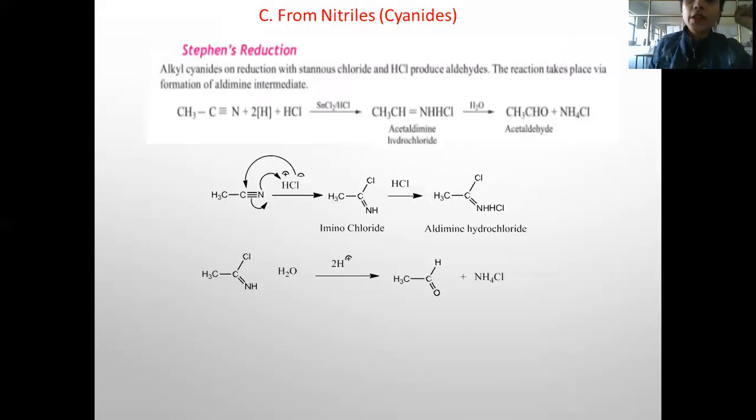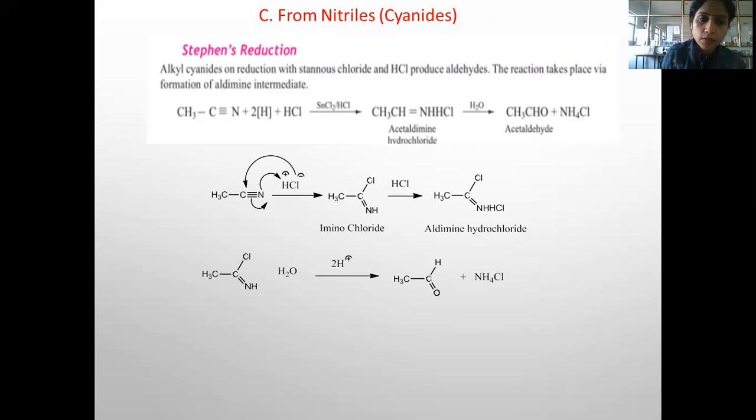Then the third one is from nitrile. Nitrile means cyanide, and the most common name reaction is Stephen's reduction. What happens is that the alkyl cyanide is reduced in presence of stannous chloride, SnCl2, and the product is first an intermediate aldimine, and then aldimine hydrochloride salt, which further hydrolyzes. So you can see if you do the hydrolysis around the double bond, CH3CHO, and then H2 will go there. So it will form acetaldehyde.